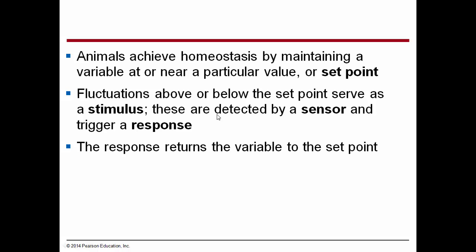Animals achieve homeostasis by maintaining a variable at or near a particular value or set point. Fluctuations above and below the set point serve as stimuli, and these are detected by a sensor that triggers a response. The response returns the variable to the set point. Now, the way animals do this is through the production of hormones, which cause a particular metabolic response.